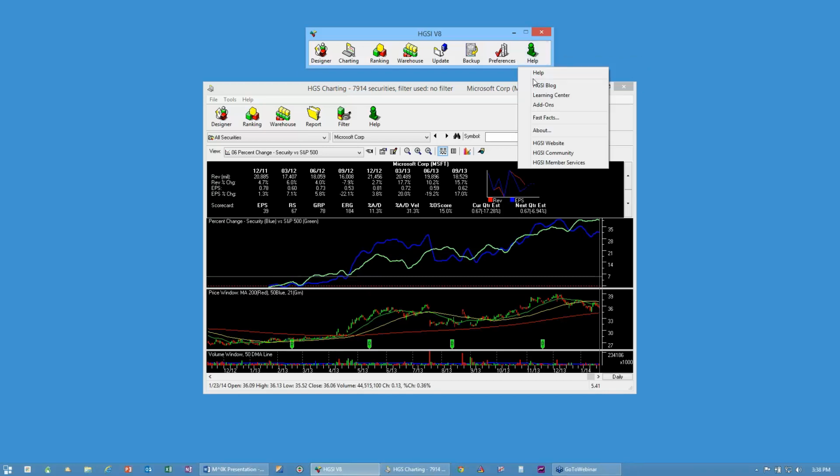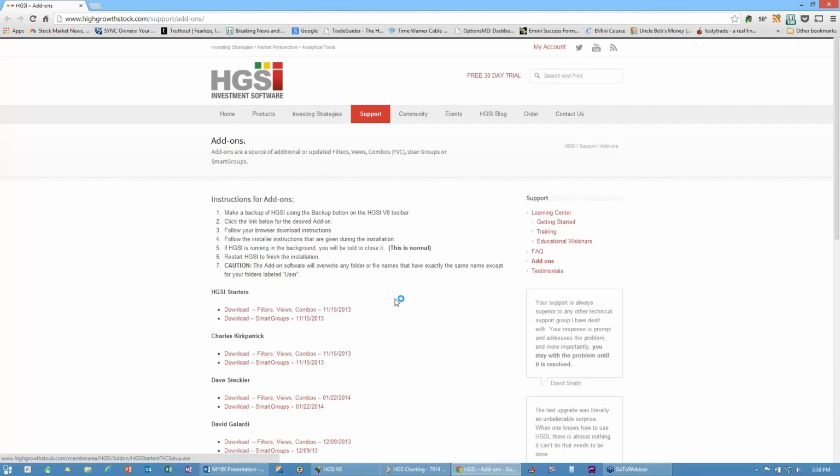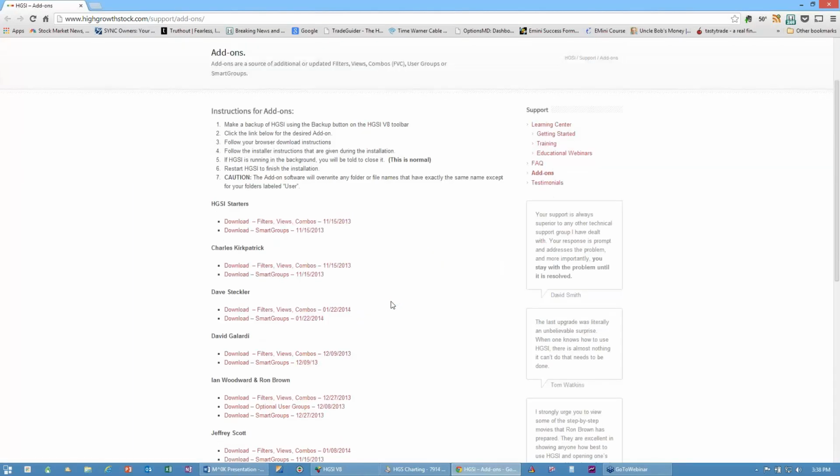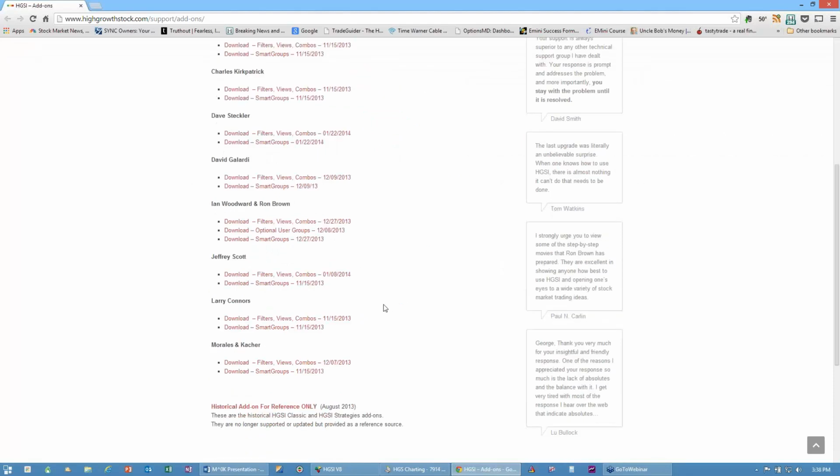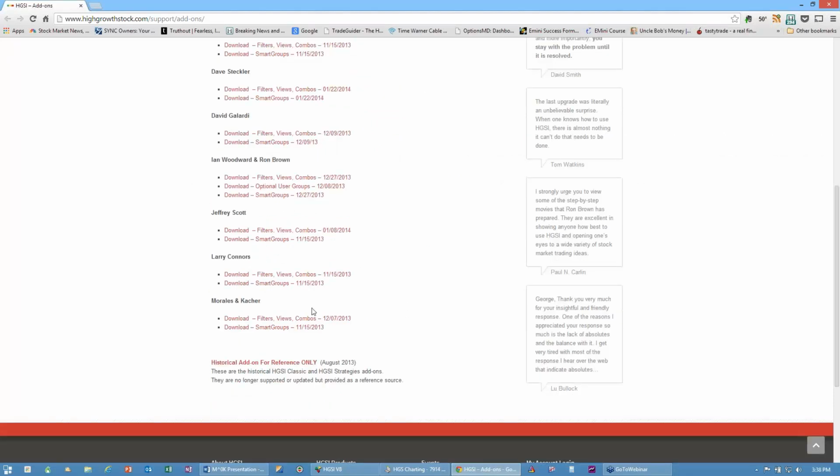All you have to do is go to your help menu and select the add-ons. It will take you directly to the add-ons page, and you can see that there are multiple add-ons here. You do not need to download the smart groups because nothing has changed since this installation. If other smart groups are added, then you would want to update your smart groups.